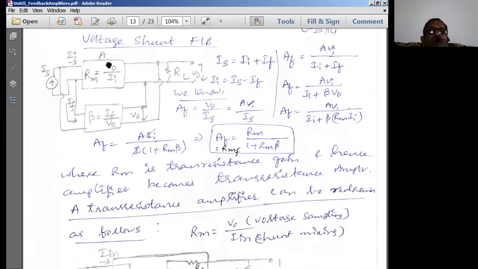Now I will draw the same block diagram. A is an amplifier, and beta is the feedback network. Now the amplifier gain, here it is important. What is the output here? I am getting the voltage, because the sampling is voltage sampling. Therefore, I get the voltage 100%. Then what is the input? Due to shunt mixing, the input current is going to get affected. The input current is going to increase.